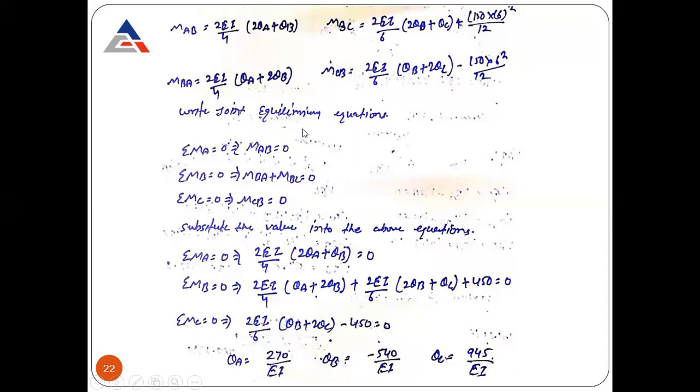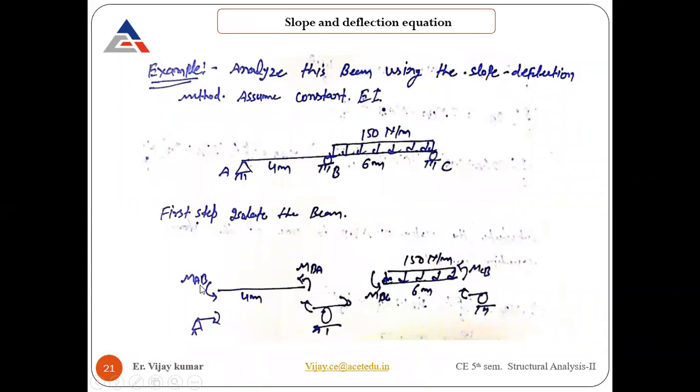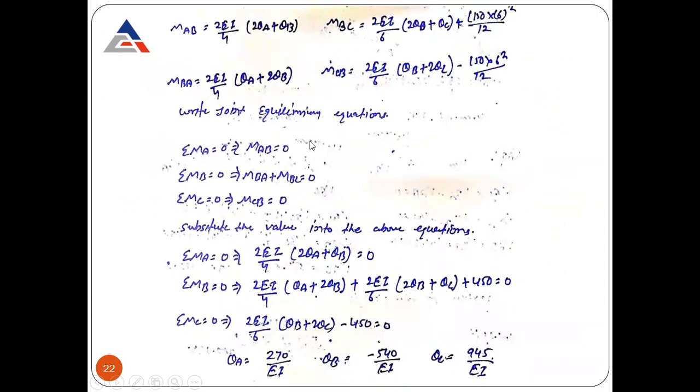Now we have the values. We need to write the joint equilibrium equation. For a particular joint, sum of moments MA equal to 0 means at joint A, where A stands for the joint point and M is the moment, the sum of the moments about that joint is equal to 0. At joint A there is only one moment, which is MAB equal to 0. At joint B, there are two moments, MBA and MBC. Summation of these two should be equal to 0. And at joint C, MCB is equal to 0. So these are the three equilibrium equations, or moment equations, or joint equilibrium equations, better you can say.